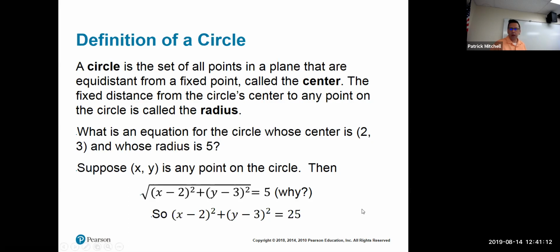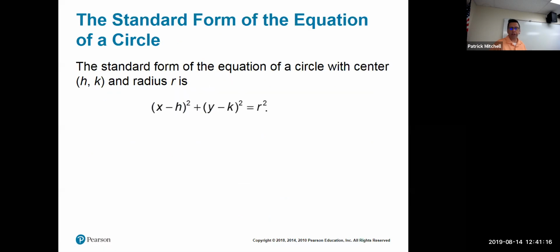Okay, so let's look at an example. Actually, let's look at the formula first. All right, so this is called the standard form of the equation of a circle with center (h, k) and radius r. And that is the standard form of that equation: (x minus h) squared plus (y minus k) squared equals r squared.